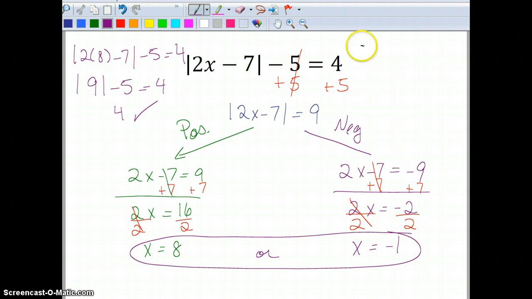I could do the same thing on the other side. I could have the absolute value of 2 times negative 1 minus 7 minus 5 is equal to 4. Absolute value of negative 2 minus 7 minus 5. Oh, the absolute value of negative 9 minus 5. Oh, absolute value of negative 9 is positive 9. 9 minus 5 is 4. This one checks out too. Both my answers are correct.